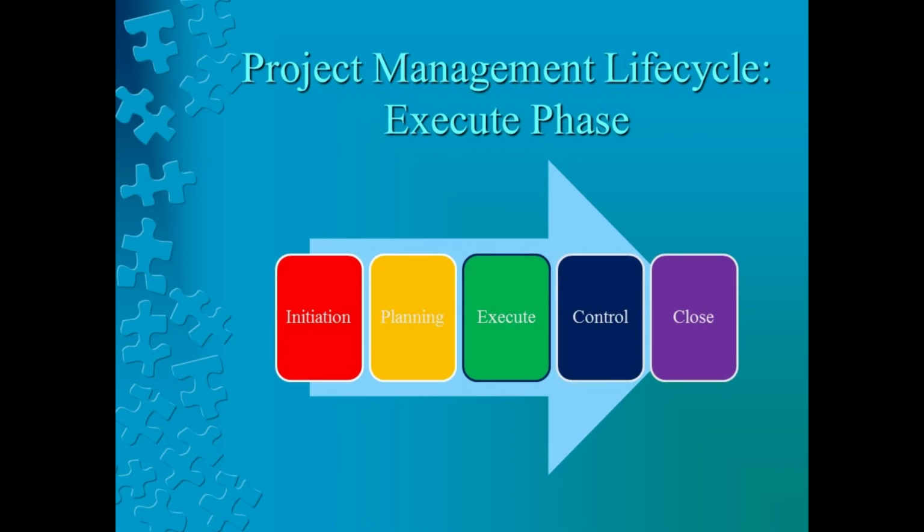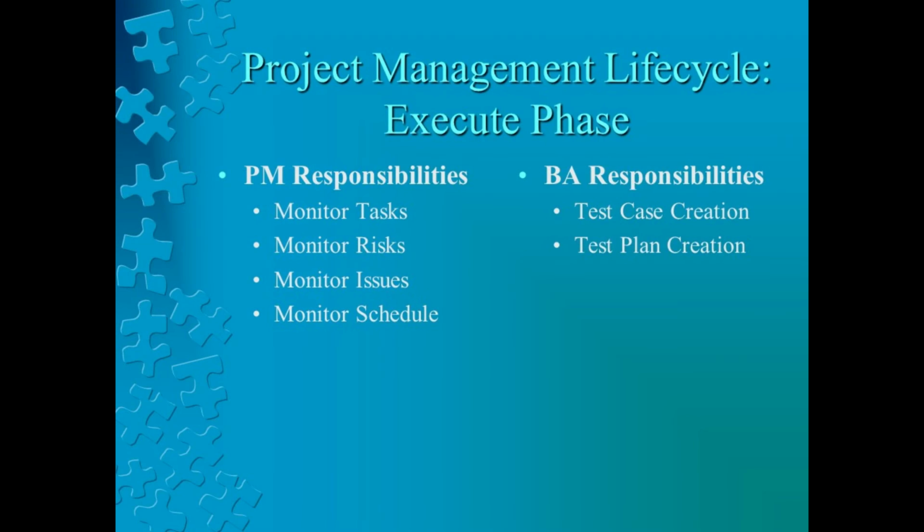The execution phase. The primary job of the project manager during the execution phase is keeping a thumb on the pulse of the project and making sure that everything stays on track. The project manager is responsible for everything from raising awareness of risks to getting the work completed on time, and monitoring issues to ensure they get resolved in a timely manner. Alternatively, the business analyst should be generating test cases and test plans that will be used during testing to validate that what was developed is in line with what was asked for.